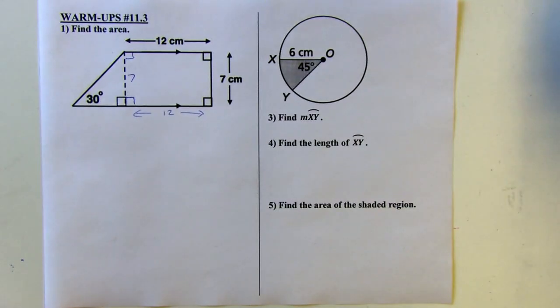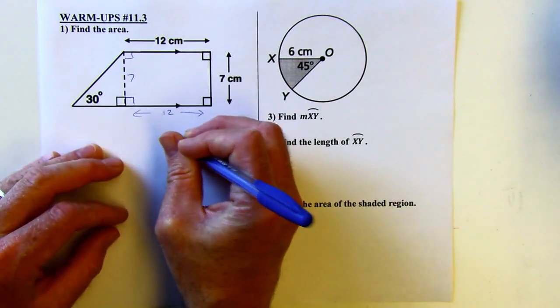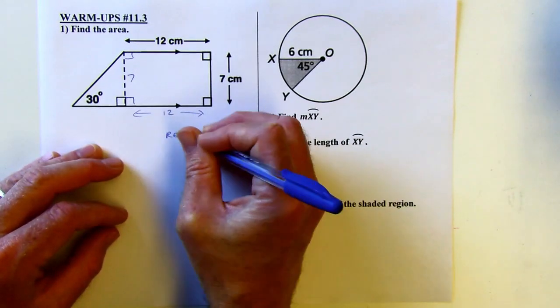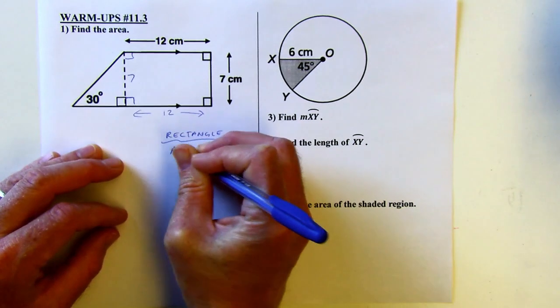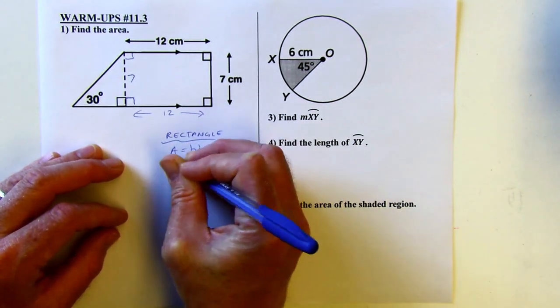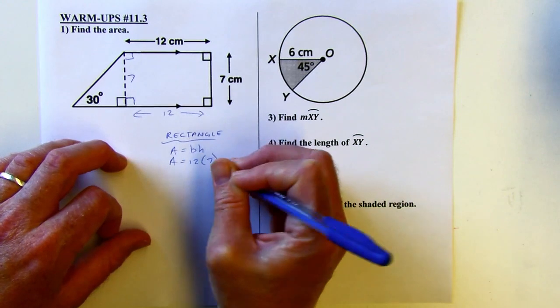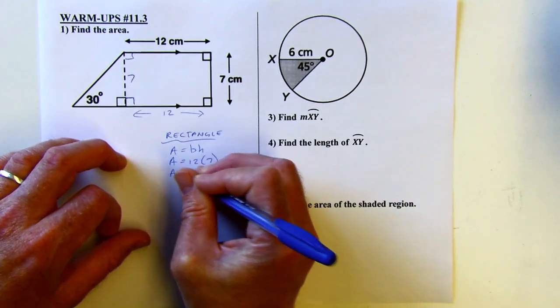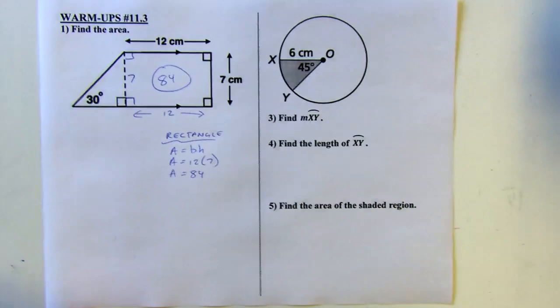So finding the area of the rectangle, I'm just going to do base times height. So I've got 12 times 7, or 7 times 12, however you want to think of it, and that's going to give me 84. Okay, so this piece here has an area of 84, but I still need to find the area of the triangle.